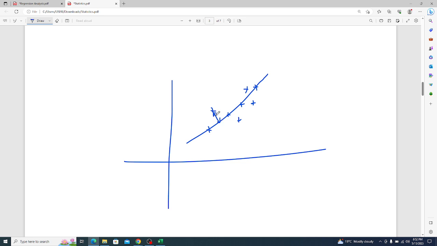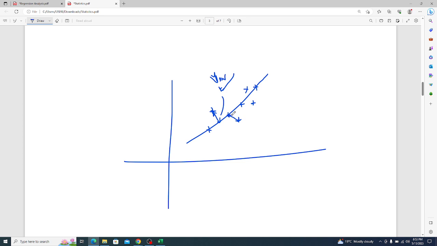That is the distance between this data point and the line of best fit. This is what we call the error term, or the y deviation, or vertical deviation, if we can use the best term, or the residuals.